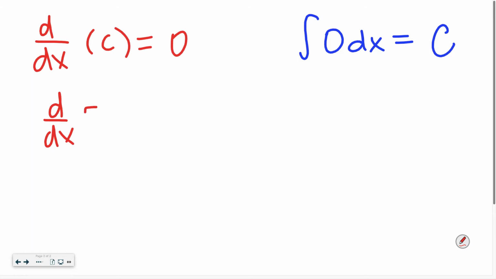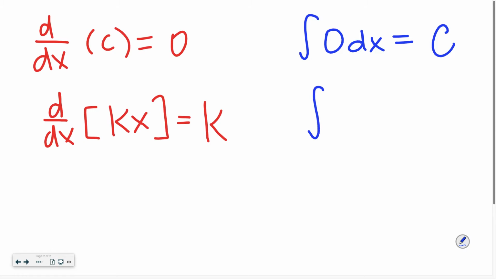What is the derivative of kx? Therefore, if we take the antiderivative of any numeric value, the antiderivative would be kx and then plus some constant c. So that's what you did in the first part of your activity with the 3 and the negative 17, right?